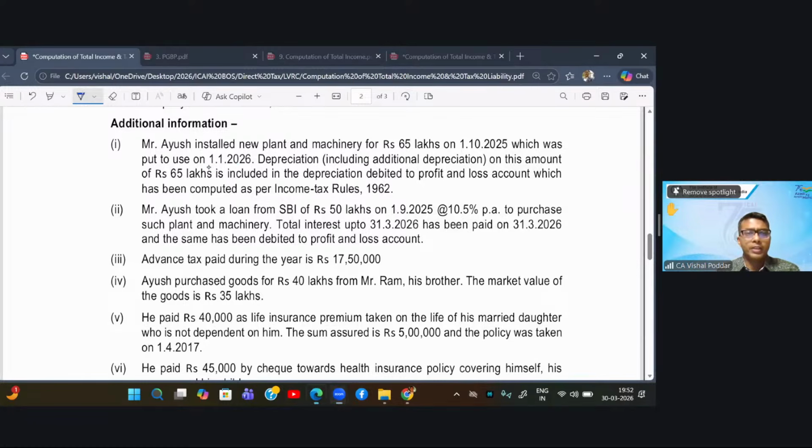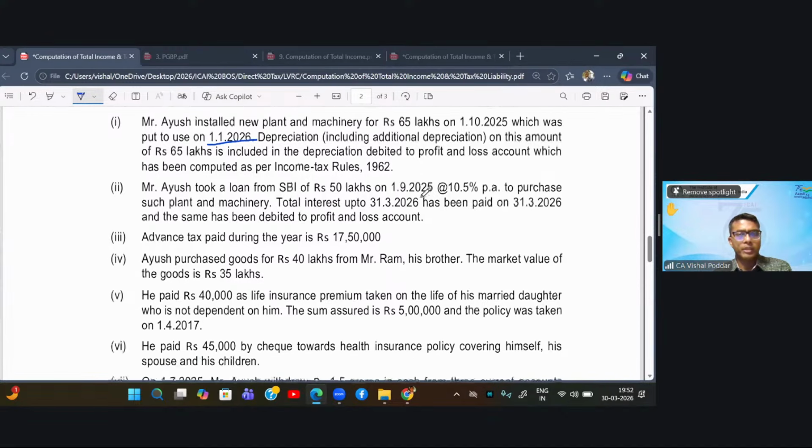So now this is less than 180 days. I'm sure you all know this, that wherever it is less than 180 days, your depreciation is half. Now interestingly, they have said that depreciation, including additional depreciation on this amount of rupees 65, is included in the depreciation debited to P&L account, which has been computed as per income tax. So depreciation has been taken.